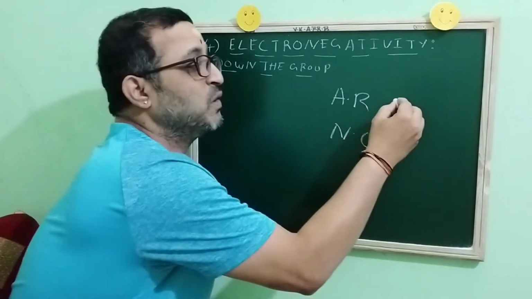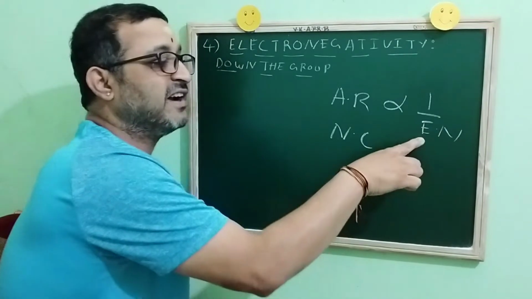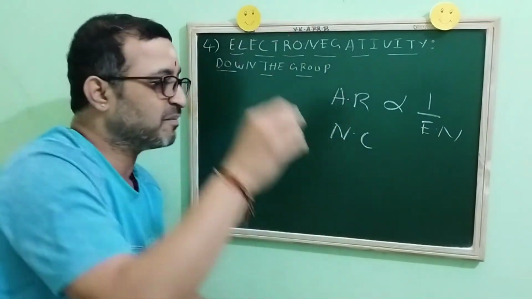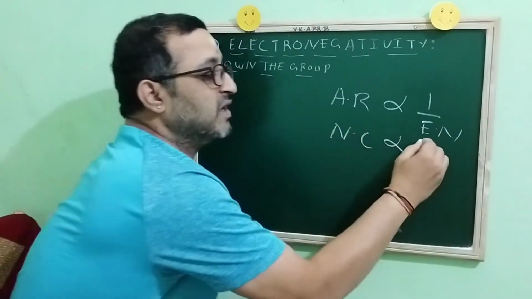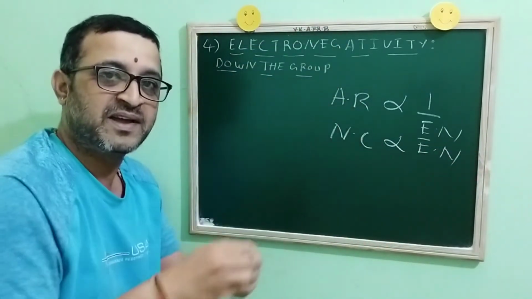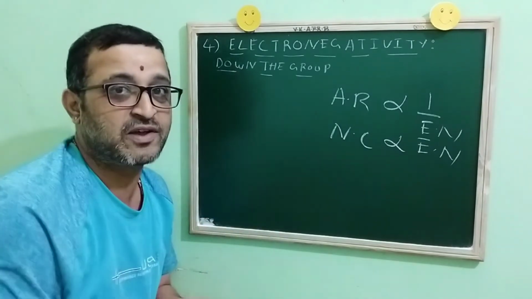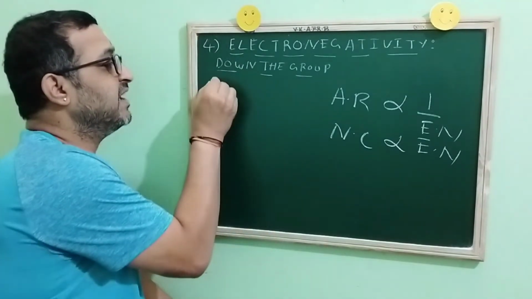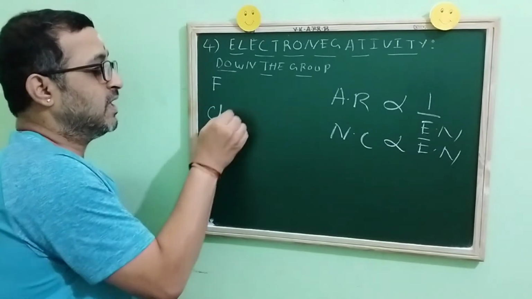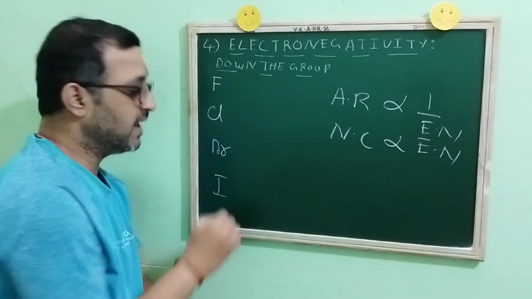What is the relationship between atomic radius and electronegativity? Children, it is an inverse relationship. What is the relationship between nuclear charge and electronegativity? It is a direct relationship. Children, to understand this concept, we'll consider the elements of group 17. That is fluorine, chlorine, bromine and iodine.